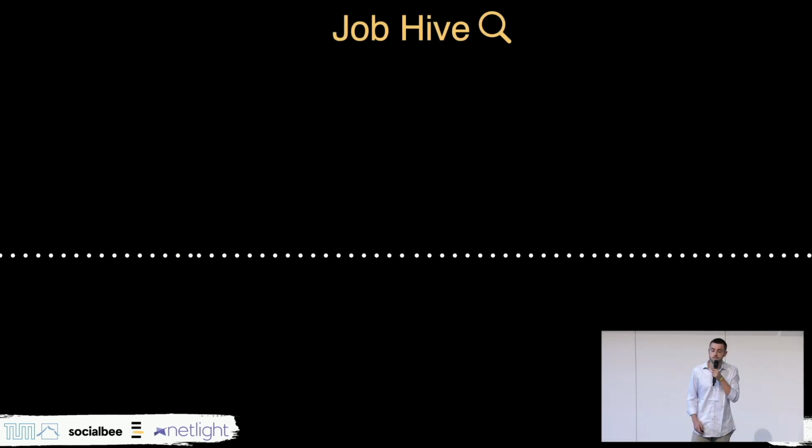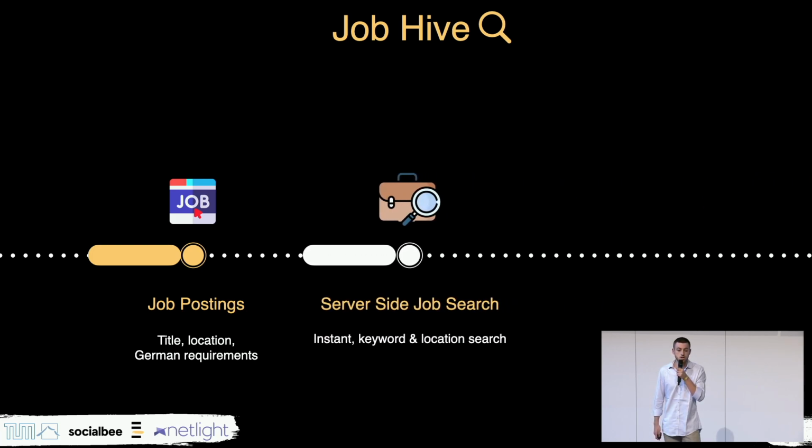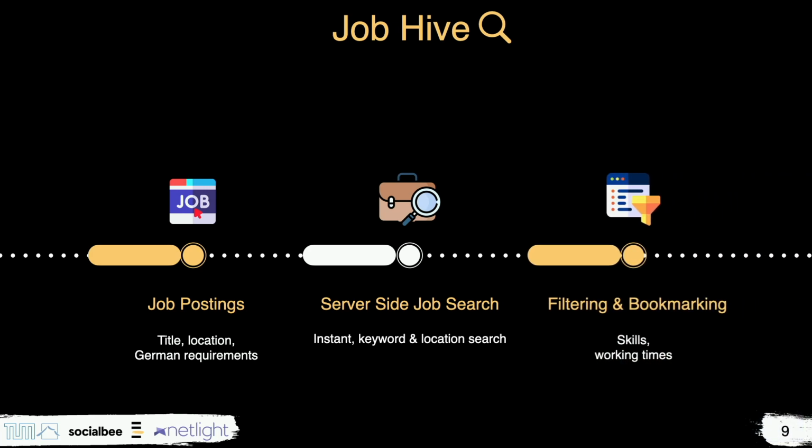Moving on to the job hive. The job hive displays only the most important information about the job postings, like the title, the location, and the required German level of proficiency. The job hive also provides functionality for server-side job search, meaning that our server returns search results instantly as candidates are typing. And finally, we implemented filtering and bookmarking so that candidates can find job postings they like later on, and that they can filter these job postings according to their working preferences.